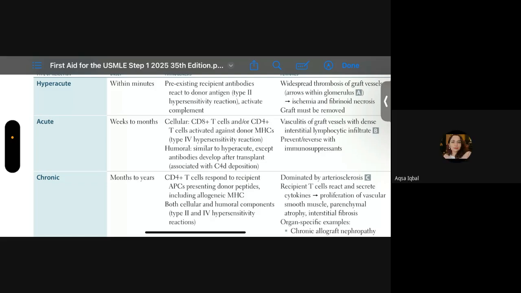Type 4 hypersensitivity. Perfect. If you have T cells there, it's going to be your type 4.